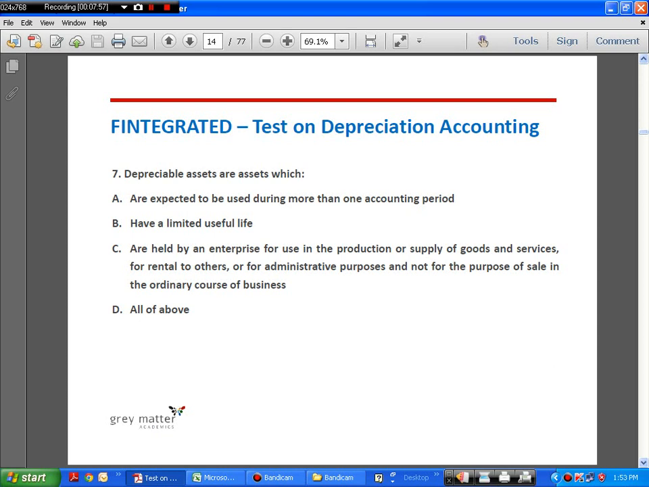They are expected to be used during more than one accounting period, they have a limited useful life, and they are held by the enterprise for either use in the production of goods and services or for rental. Suppose there's a business that has many buildings and it is holding these buildings only for the purpose of letting it out to others to get rental, or for administrative purposes, then such assets are called depreciable assets.